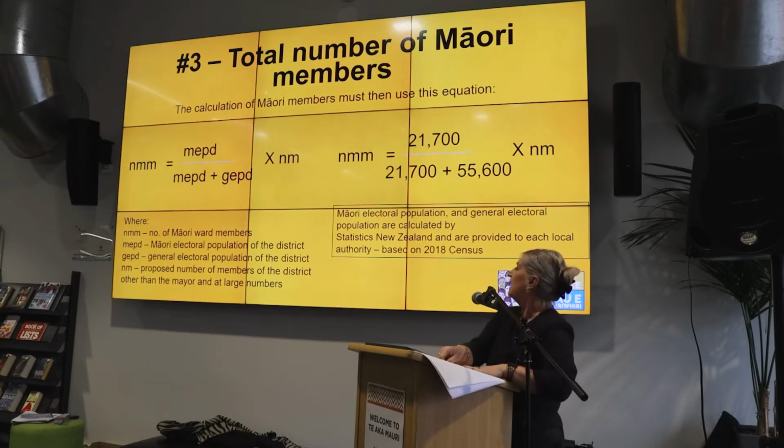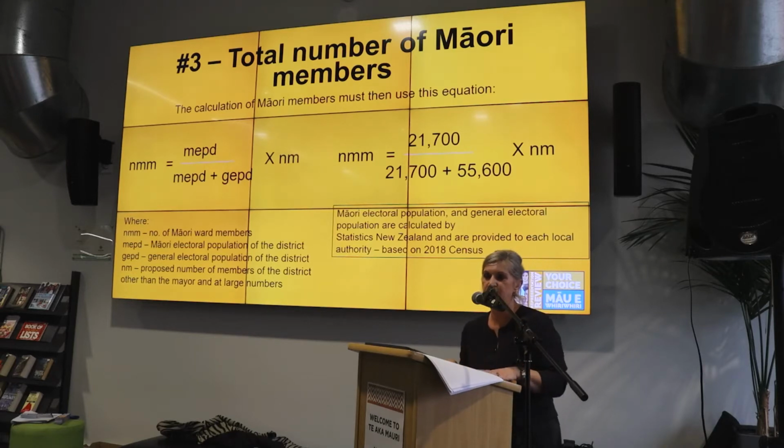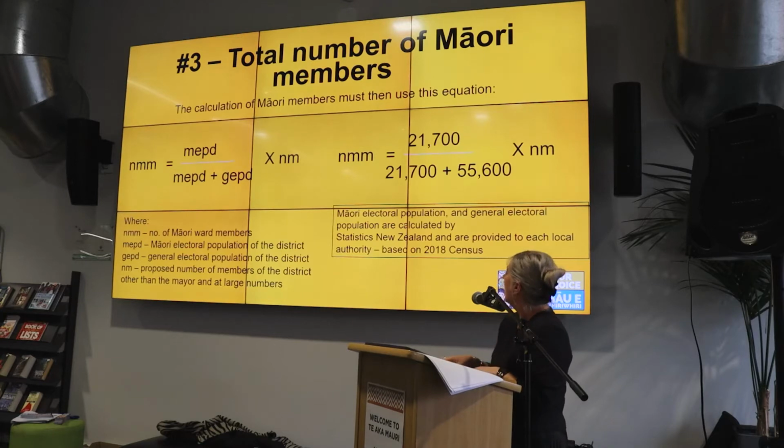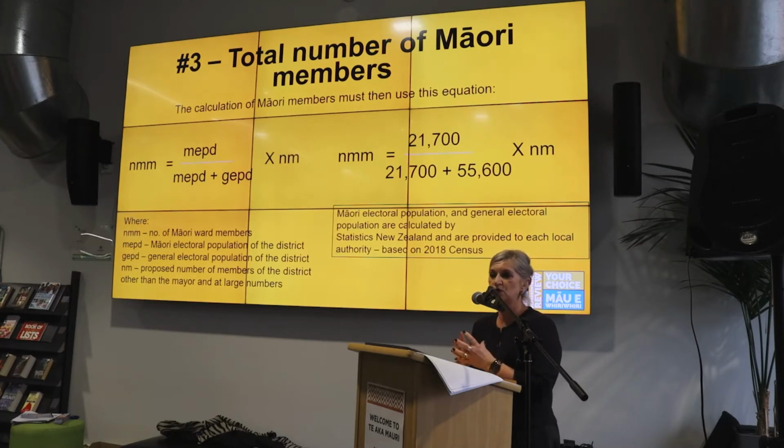These numbers, in terms of the Maori electoral population of the district and the general electoral population for the district, are provided to us from Stats NZ, and they're largely based on the resident population in the 2018 census. So depending on how many councillors the proposal will look at in total, and whether there's an at-large component, that will determine ultimately how many Maori seats there will be.